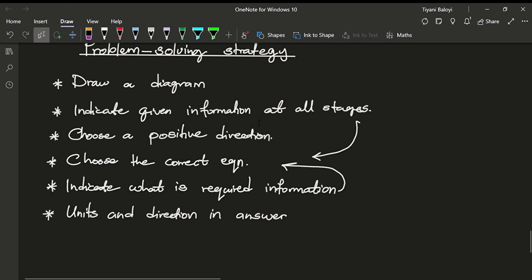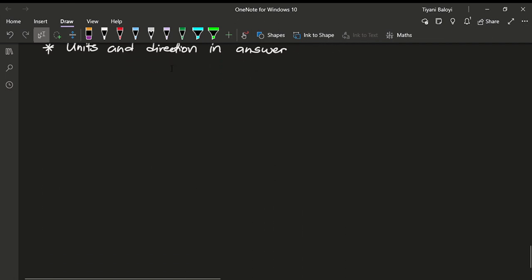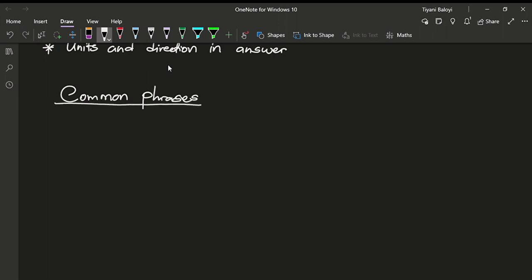But before we get to applying this, let's just take a detour and look at the common phrases that I usually use when you look at questions in motion, right? So what are these common phrases? These common phrases are very useful actually. When you know what they mean, you know what to do, because these are usually given information, but rather in phrases.